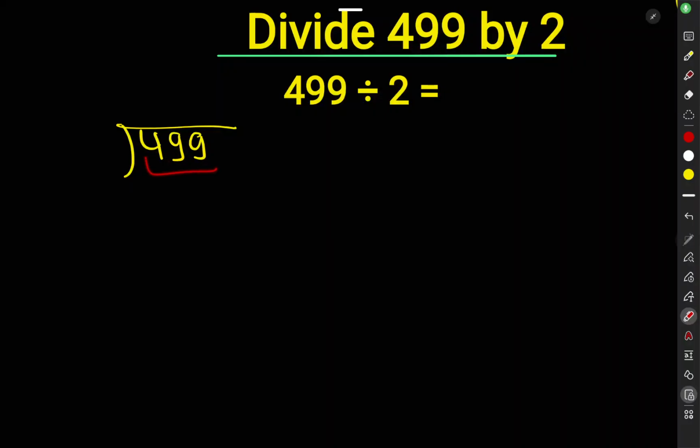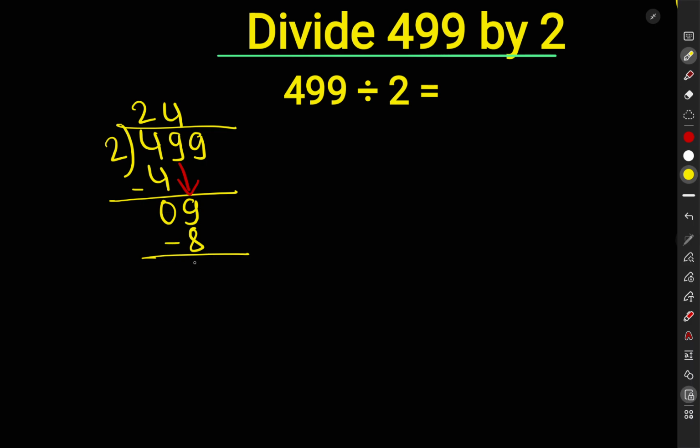Divide 499 by 2 in a long division method. 2 times 2 is 4. On subtracting it is 0. So we put down this 9 and 2 times 4 is 8.